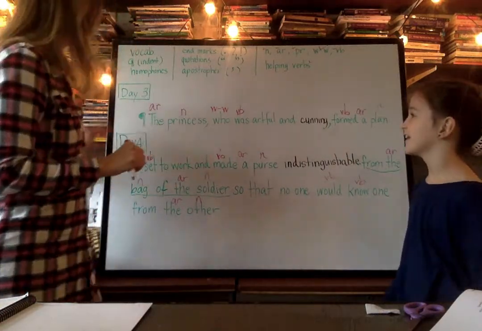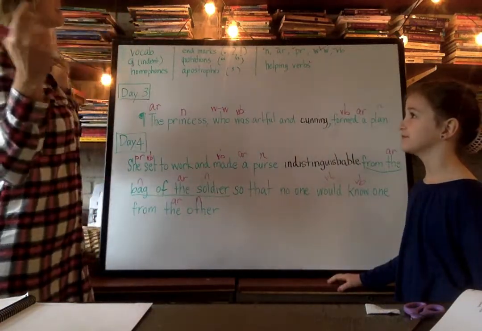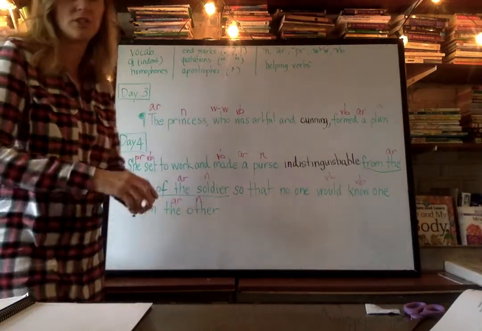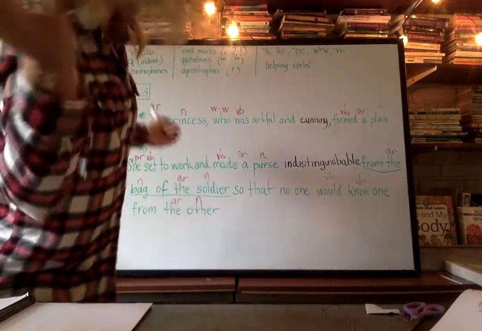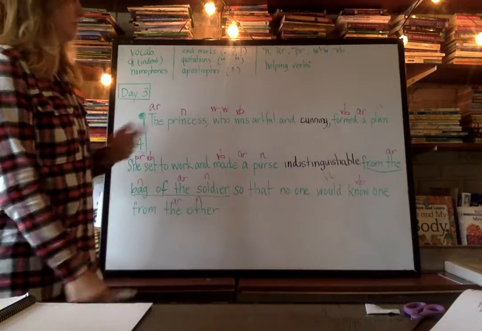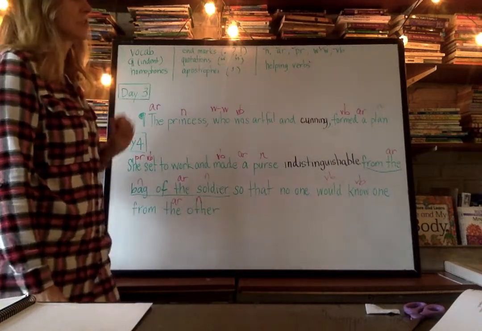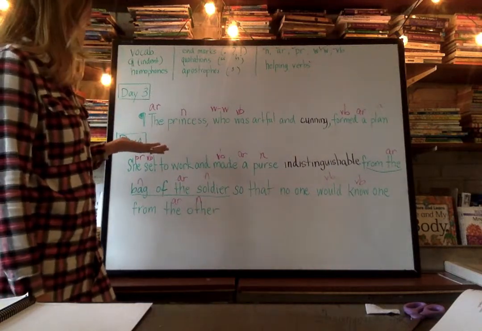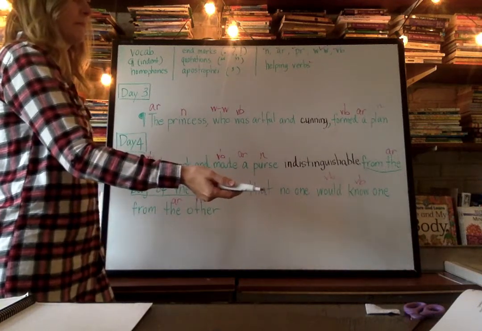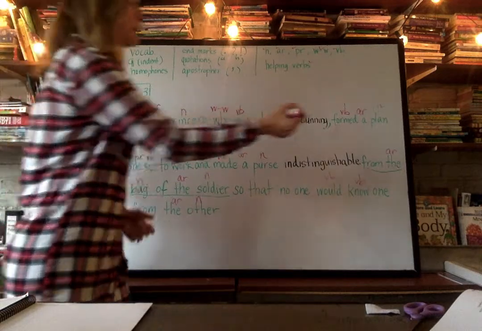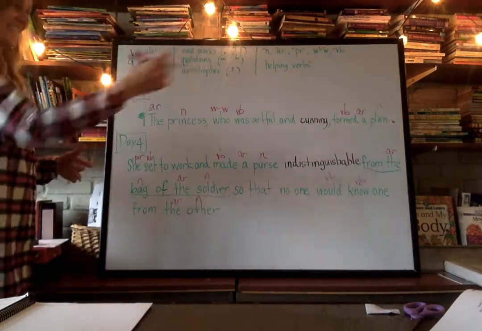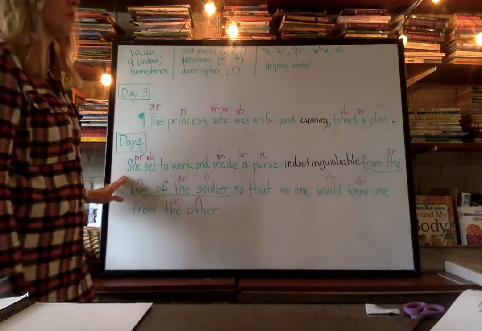End marks. Let's read this first sentence again. The princess, who was artful and cunning, formed a plan. Is this sentence asking you a question? Is it asking anything? No. Okay, is this sentence giving a command? No. Is this sentence expressing strong feeling? No. I think this sentence is declarative because it makes a statement. Very good. So we put a period at the end of a declarative sentence. Period. Very good.